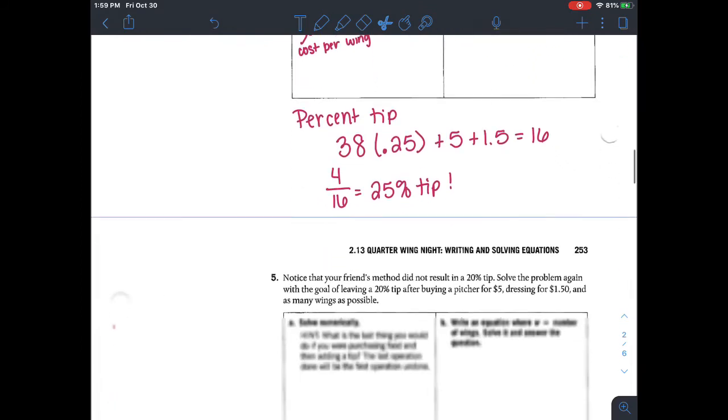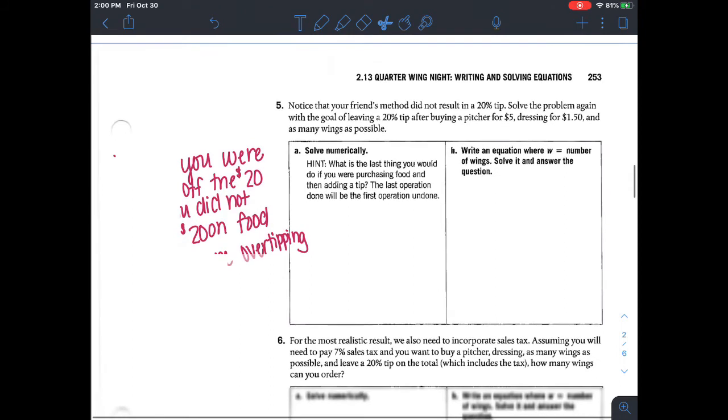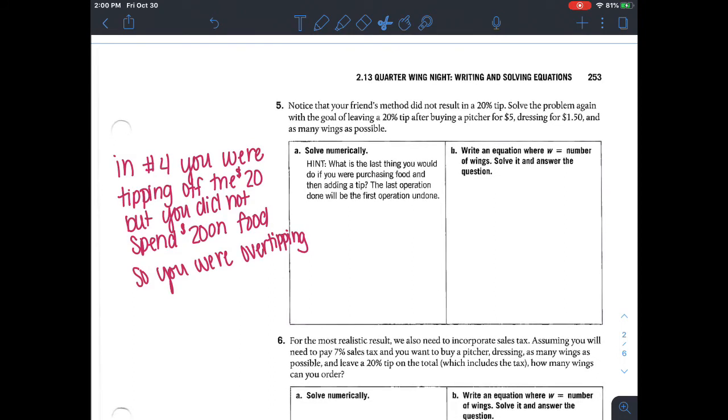Okay, so going on to number 5, we noticed that our friend's method did not result in a 20% tip. We only want to leave 20% because the more money we spend on the tip means the fewer wings we can get. So we're going to solve the problem again with a goal of leaving a 20% tip after buying our $5 pitcher, $1.50 dressing, and as many wings as possible. In number 4, the reason was you were tipping off the $20, but you did not spend $20 on food, so you were over tipping. You only bought $16 worth of food.